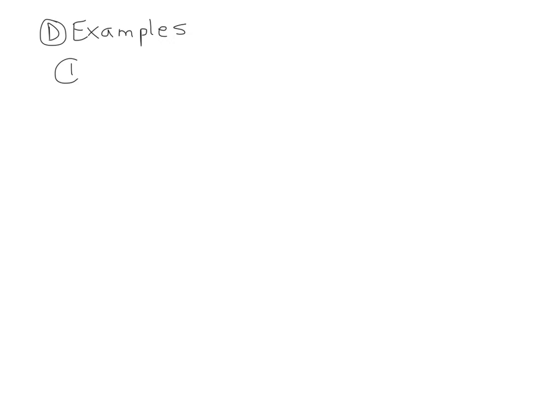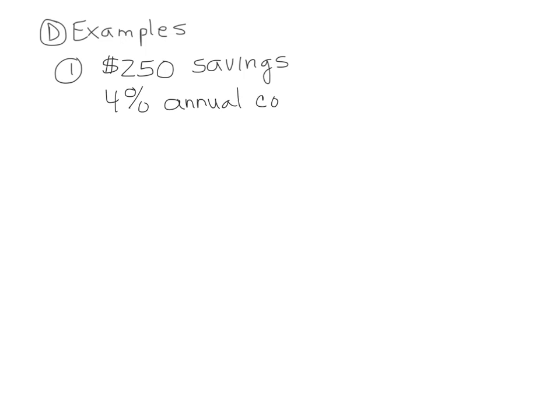Okay, the first example, let's say you have $250 that you put in the bank, and you're saving it. You have it in your savings account. And your bank will pay you 4% annual compound interest. So the bank's going to pay you for your money. That's what interest is in this case. And they're going to pay you 4% compounded annually. And you're going to keep it in the bank, let's say, for 10 years.